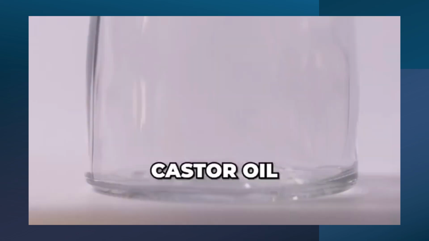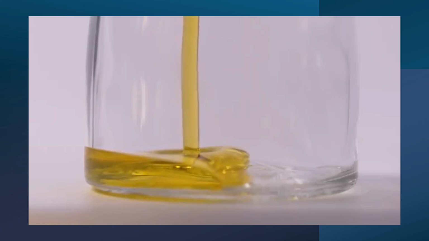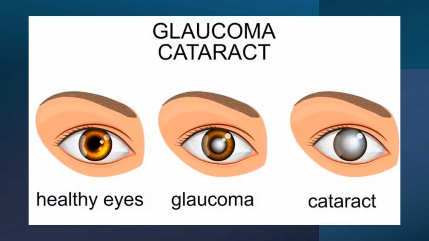Let's start with something you might find in your medicine cabinet: castor oil. Now, I know what you're thinking. Castor oil for your eyes? Really? But hear me out. Dr. Barbara O'Neill suggests that applying 1 drop of castor oil over the eyelid can potentially break up cataract formations.